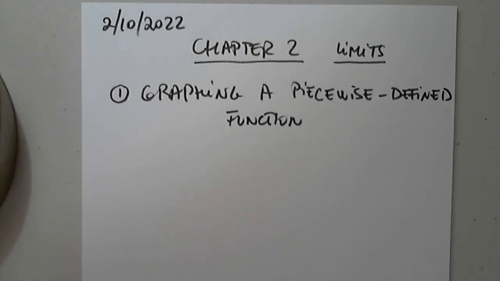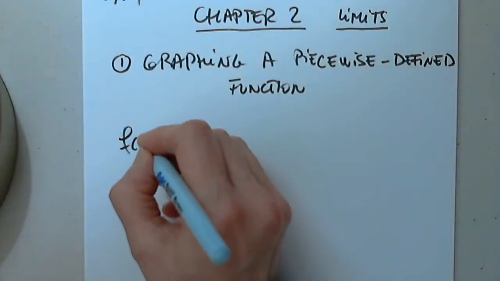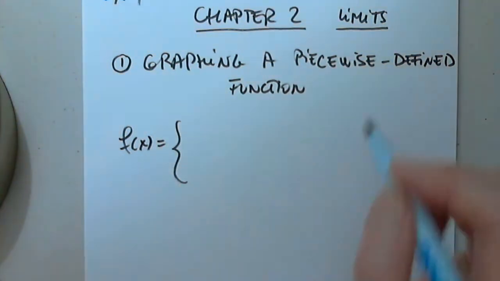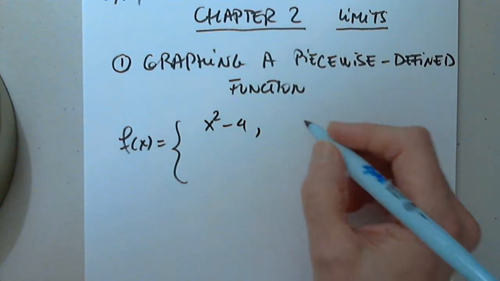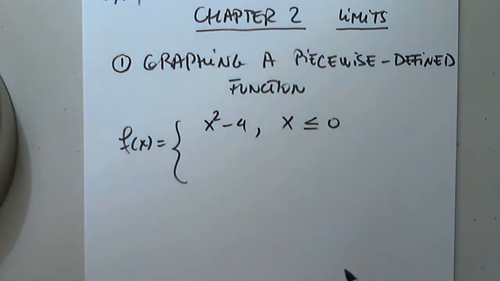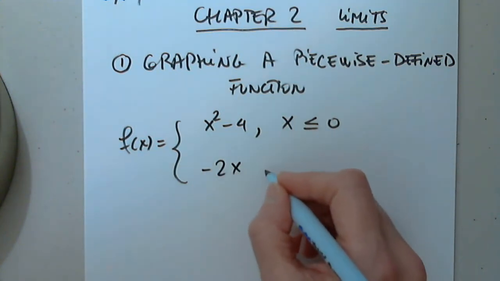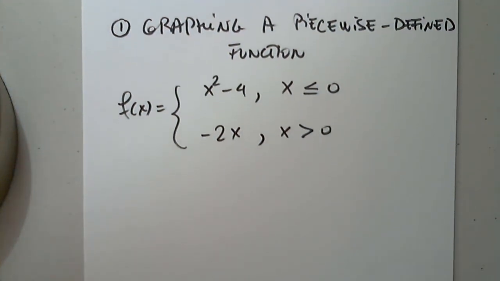Okay, so I'm going to choose a simple piecewise defined function, and there are many others. So I'm going to use just 2 pieces for now. Simple, let's say x squared minus 4 for x less than or equal to 0. And a linear function like negative 2x for x greater than 0. I couldn't come up with a simpler piecewise defined function.